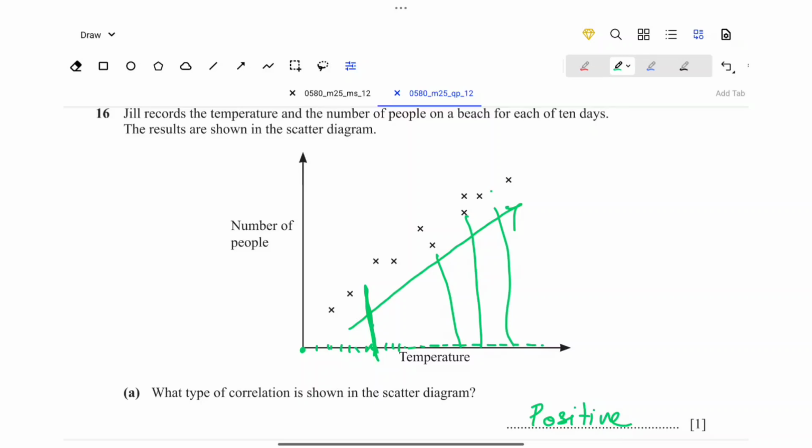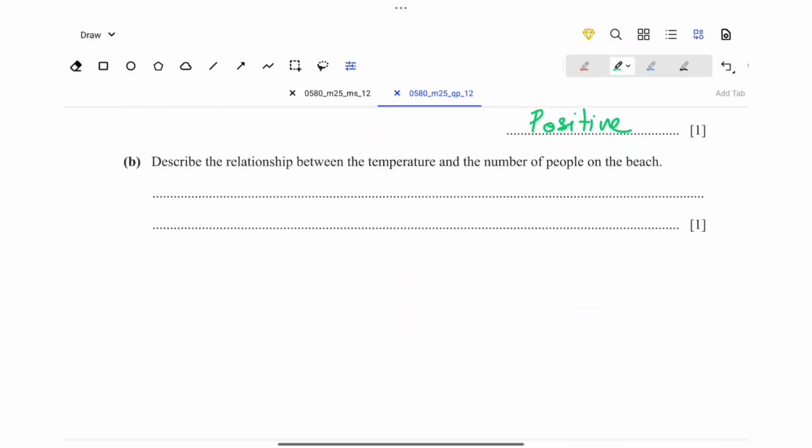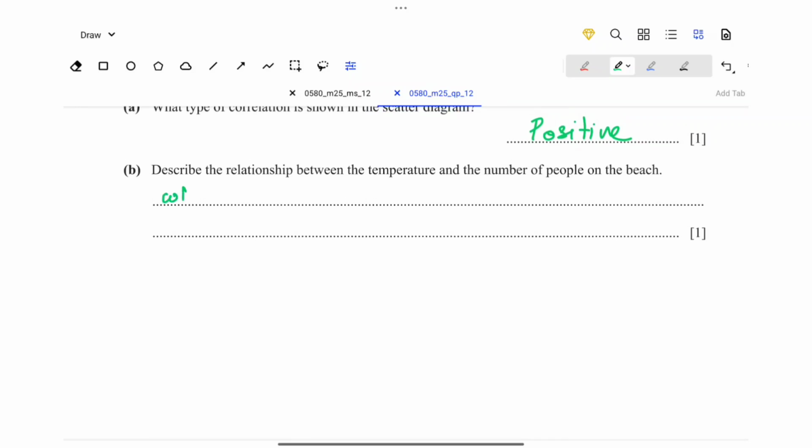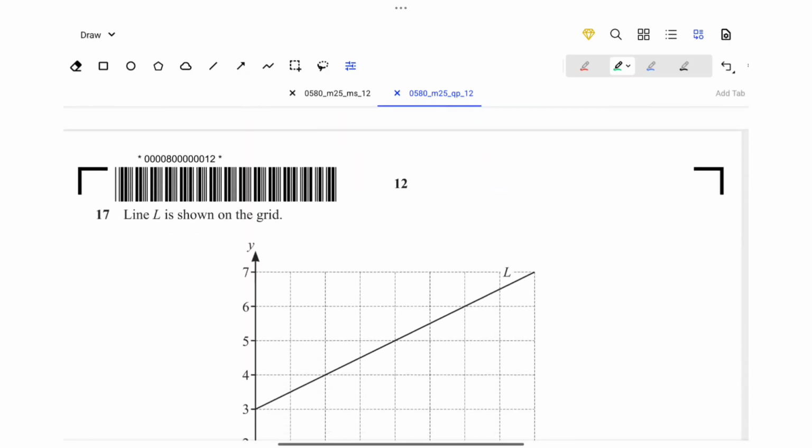So we can conclude that when the temperature is higher, then the number of people is also higher. Number of people increases as temperature increases.